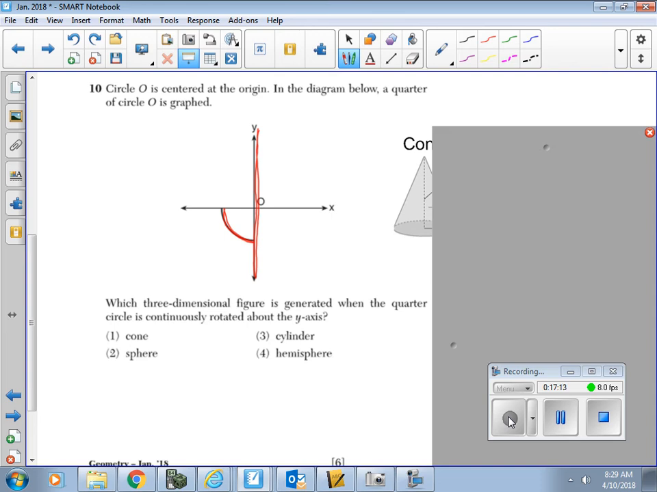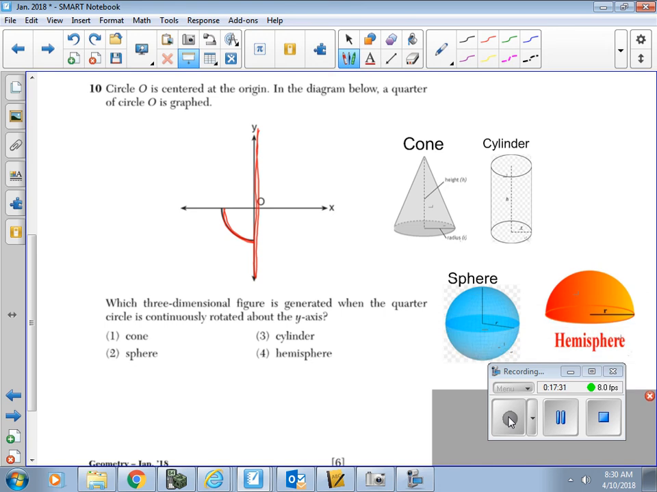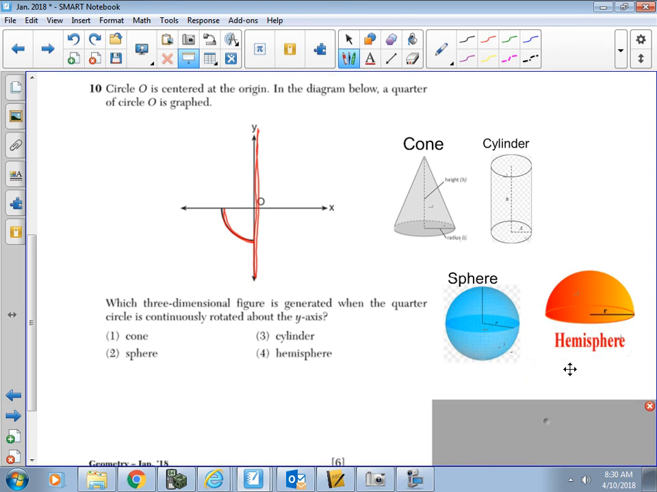Now, you have four options here, and I actually brought up pictures of all of these. We have a cone and a cylinder. Hopefully you are familiar with a cone and a cylinder. And then the other two, definitely number 4, you may not be as familiar with: a sphere and a hemisphere. If I rotated this shape around the y-axis, just imagine it rotating around, what is it going to look like? Well, hopefully looking at these pictures, you can see it's going to look more like this hemisphere.